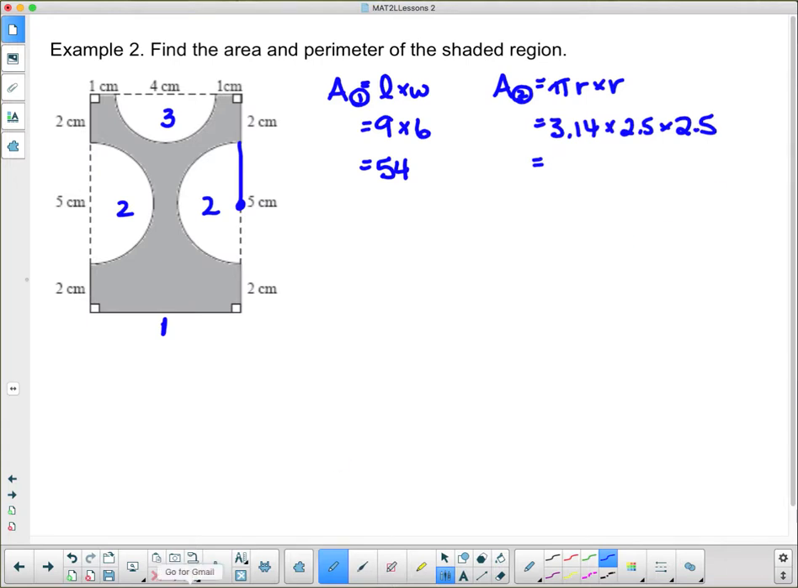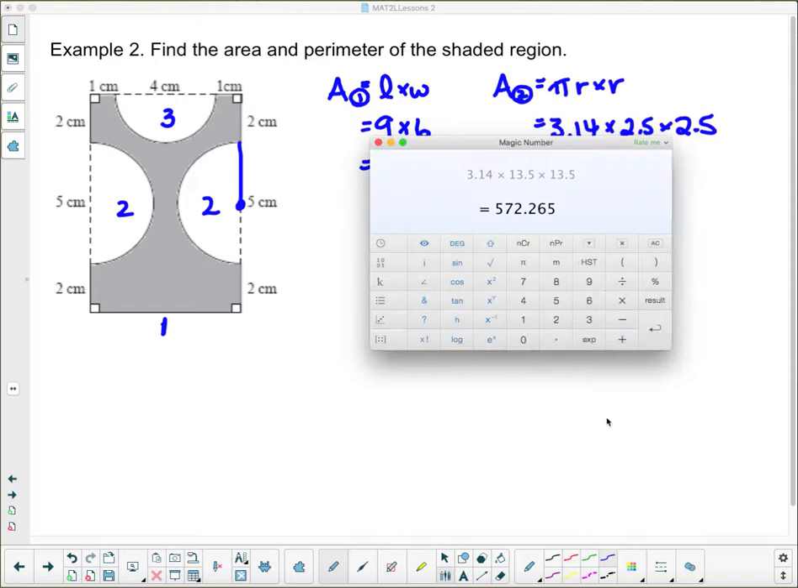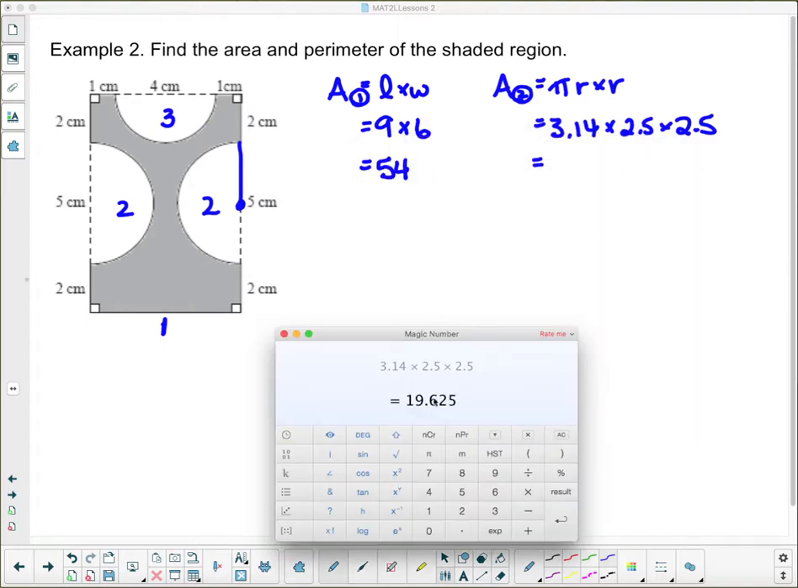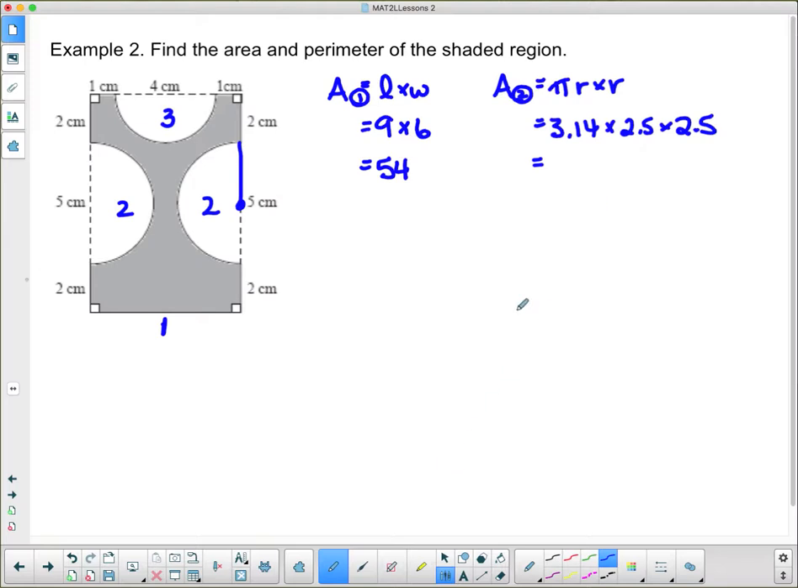And let's just pull up my calculator here. Clear. That's going to be 3.14 times 2.5 times 2.5, which is 19. Oops. Can I pull that out of there? I used to be able to pull it out of there. 19.625. Okay. So 19.625, and that is in square inches.